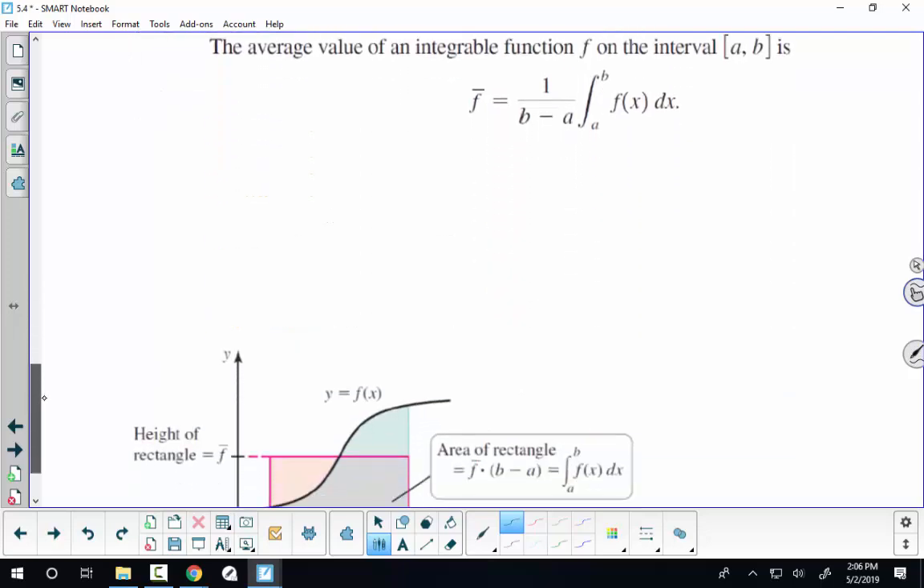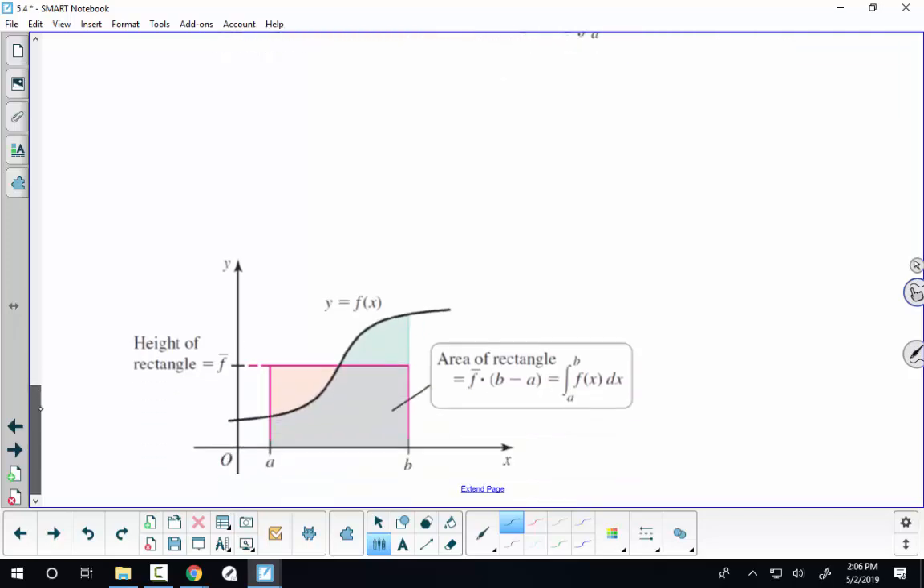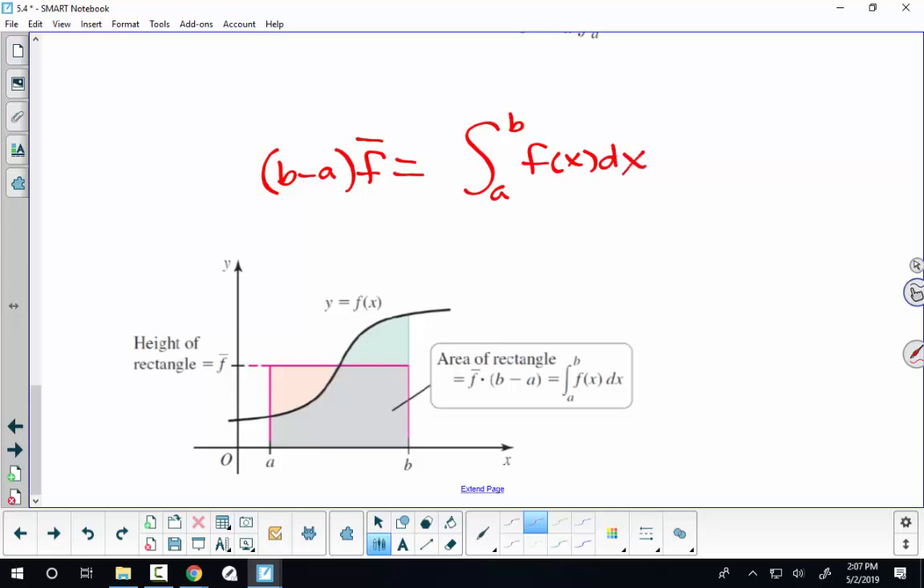I guess a geometric way to look at that is to take this formula, multiply both sides by b minus a to clear this fraction. So if we have b minus a times the average value, is the integral from a to b f of x dx. And the right-hand side, we should remember, is the net area on that function from a to b. So the net area on that function from a to b is equivalent to the average value times b minus a.